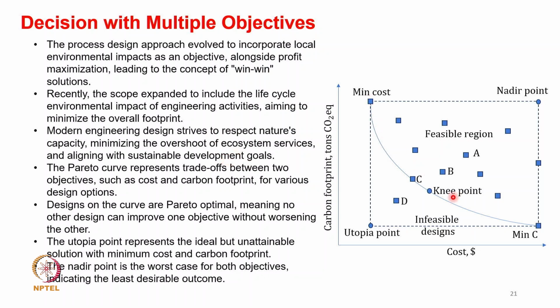So, what we see here is a Pareto curve that represents the trade-off between two objectives. One is of course the cost, and the other is the carbon footprint in terms of tons of CO2 equivalents.